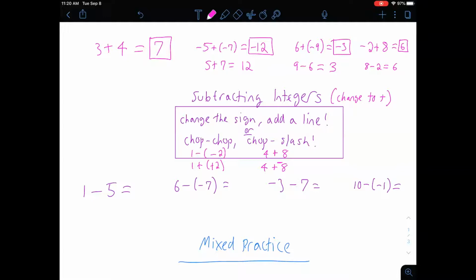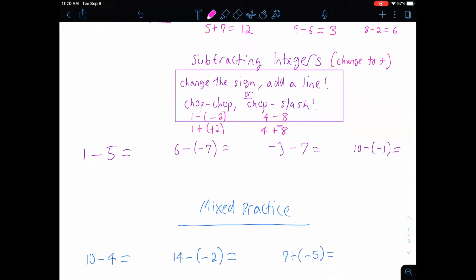Okay? So you chop the subtraction symbols, and then you change the sign: if it's positive, it becomes negative, and if it's negative, it becomes positive. All right, but if you're comfortable with change the sign, add a line, same thing over here. Change the sign, add a line.